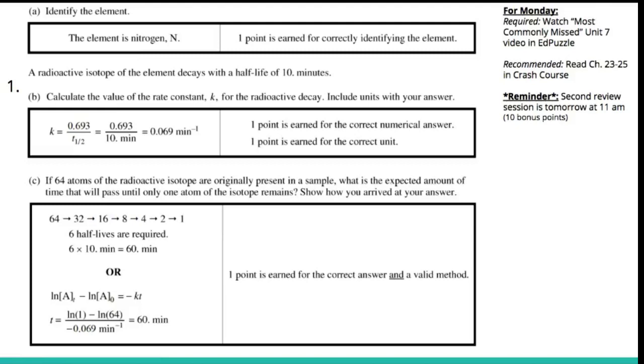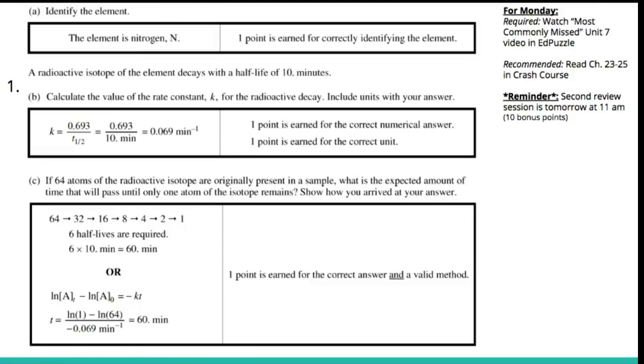That was actually 2 points. When it says include units with your answer, many times you either get a separate point for units, or if you don't include the units, you don't get the point. And so it was 2 points, 1 point for the correct numeric value and 1 point for the correct unit. And then finally, part C. If 64 atoms of the radioactive isotope are originally present in a sample, what is the expected amount of time that will pass until only 1 atom of the isotope remains?